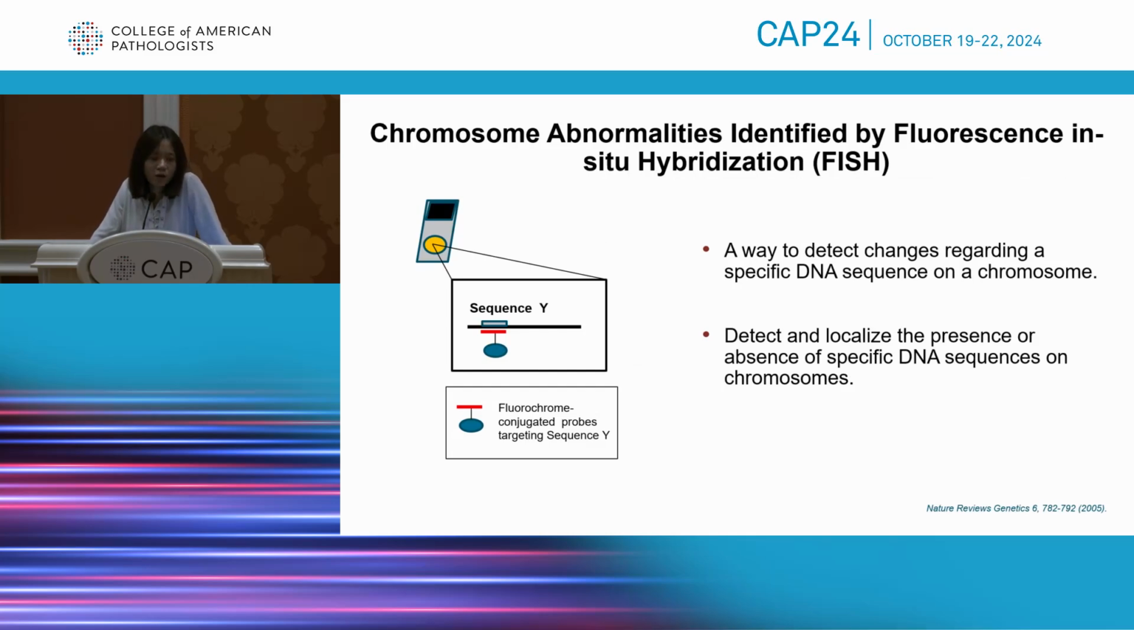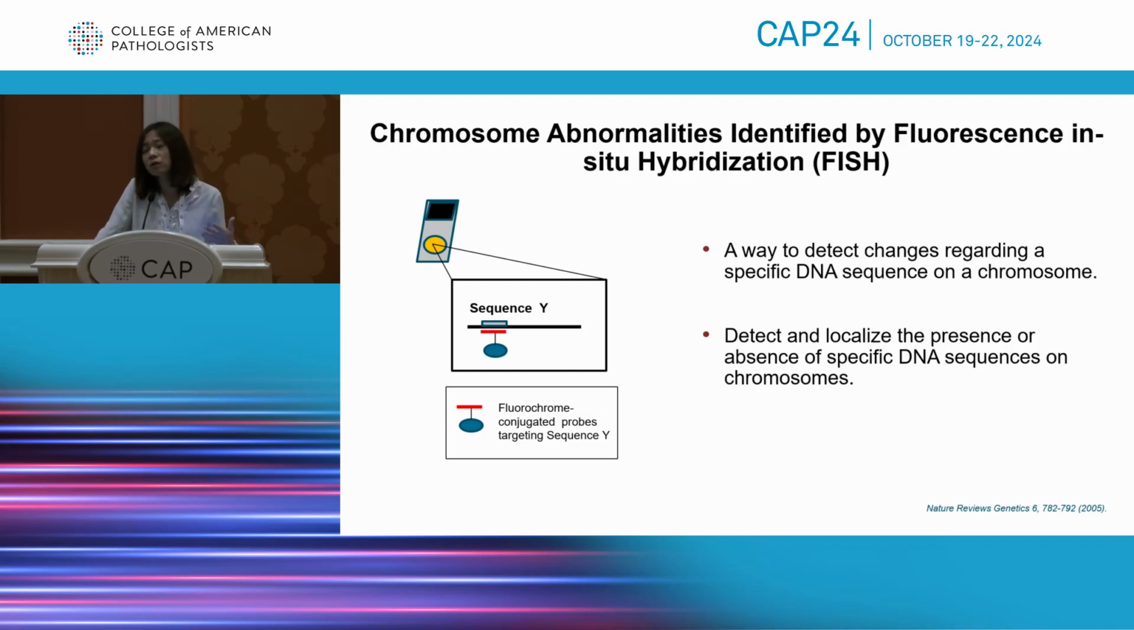So again, we start with our old friend, fluorescence in situ hybridization, FISH. It is really a way to detect changes regarding a specific DNA sequence on a chromosome. So we design a probe to target a specific region. So here is the sequence Y. And usually this probe will be conjugated with a fluorochrome. So imagine you hybridize it to a slide. You get to see where that sequence is. This is, again, an oversimplified illustration. And so we will be able to detect and localize the presence or absence of specific DNA sequences on a chromosome.